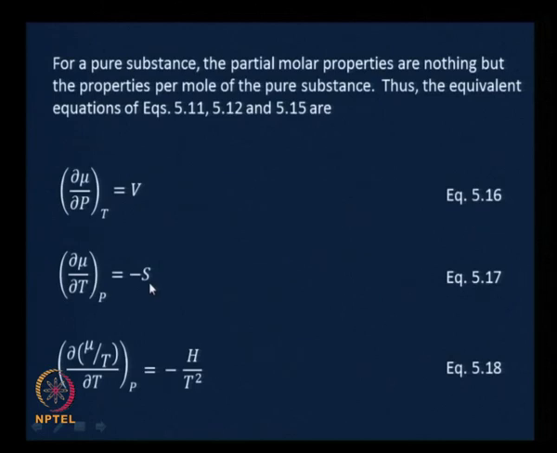Our 511 was when you had an i here and V_i^t hash here, 512 was when you had an i here and S_i^t hash here, with other n's also constant, and here you had an i and H_i^t hash with P and other n's constant. Since these are written for a single mole of the pure substance, we can drop all these i's and hashes, because the partial molar property becomes the property per mole of the pure substance.